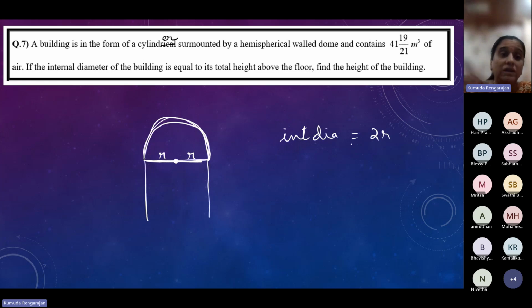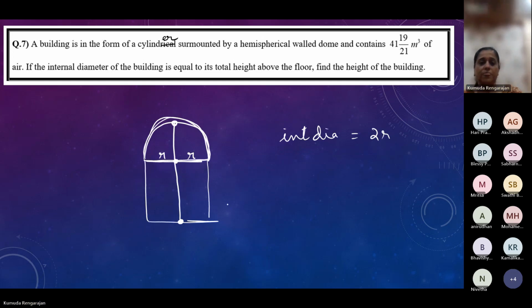Okay, so the total height of the building, the height above the floor, meaning the height of the building. This is the floor. This is the height above the floor, from the floor to the ceiling. This height is equal to the diameter, is what is given.